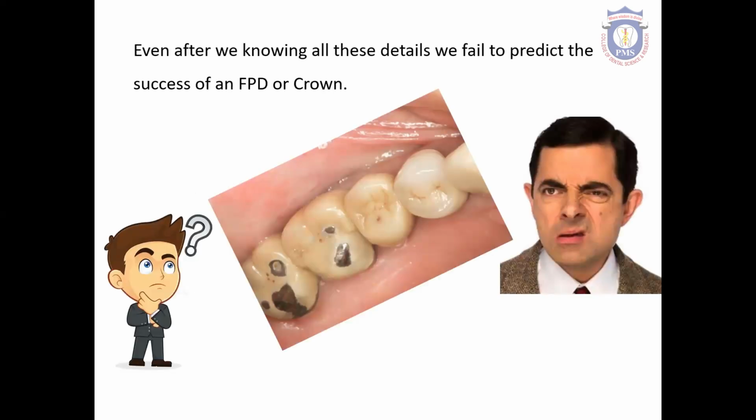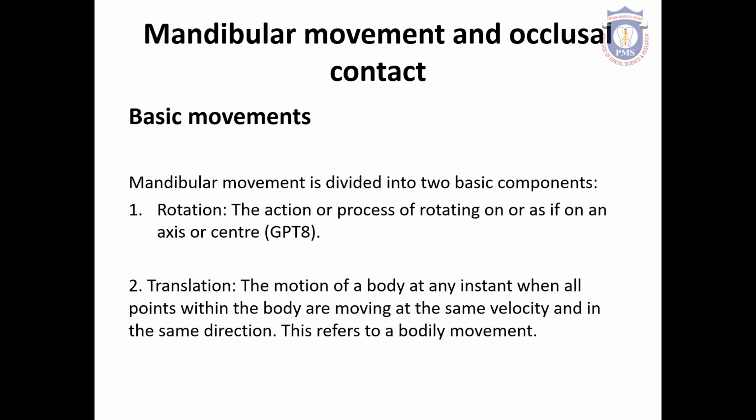Even after knowing all these details, we fail to predict the success of an FPD or crown. To predict the success of an FPD or crown, we need to understand the biomechanics of the stomatognathic system. So let's understand the biomechanics. To understand the biomechanics, we need to resolve mandibular movements and occlusal contacts. So basic movements of mandibular movements are divided into two basic components: rotation and translation.